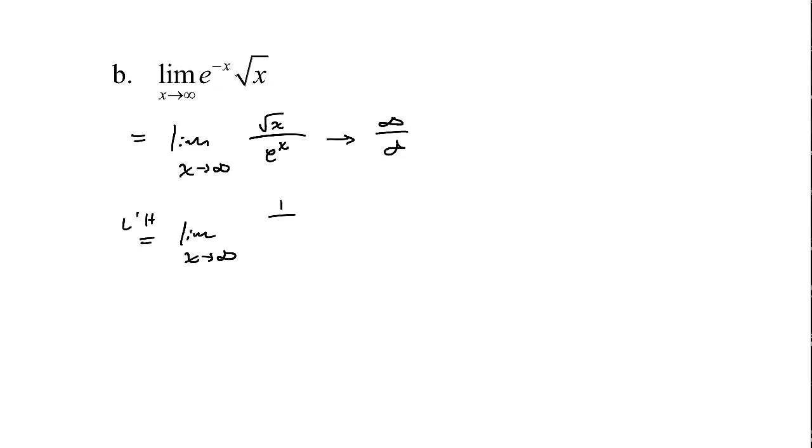So 1 over 2 root x over e to the x. And if I plug in infinity now, this would imply 1 over infinity, and the 1 over infinity up top goes to 0. So 0 over infinity will be 0 in the end.